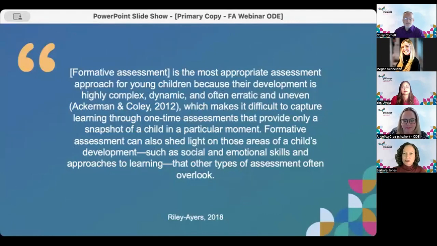All right, so here's a quote by scholar Riley-Ayers, who talks about why this is also really helpful for young learners, because we know that their profiles are a little bit different than older students. Formative assessment is the most appropriate assessment approach for young children, she says, because their development is highly complex, dynamic, and often erratic and uneven, which makes it difficult to capture learning through one-time assessments that provide only a snapshot of a child in a particular moment. Formative assessment can also shed light on those areas of a child's development, such as social and emotional skills and approaches to learning, that other types of assessment often overlook.